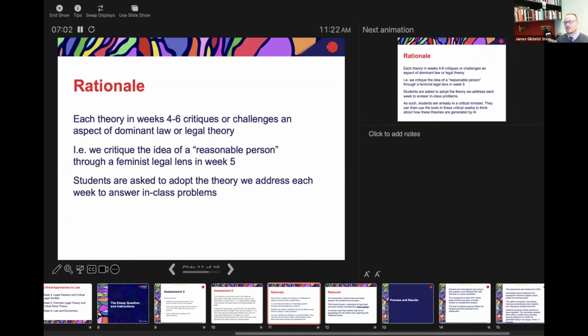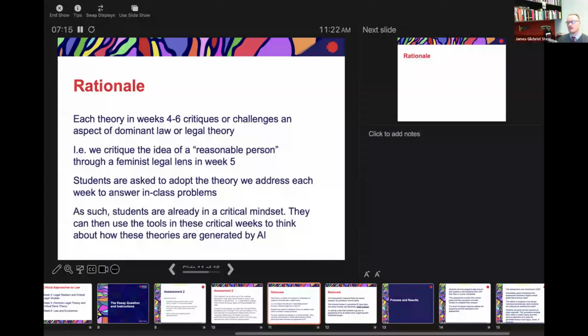Students are asked to adopt the theory we address each week in class to answer the problem, so they have this sort of ownership of it. So each week, if we're doing law and economics, they're all economics scholars. If we're doing realism, they're all realists that week. Now, because of this, students are already in a critical mindset.